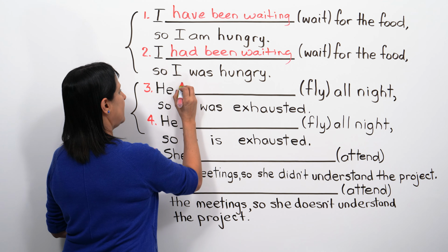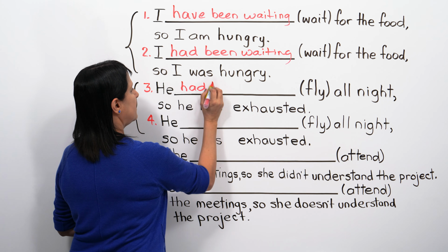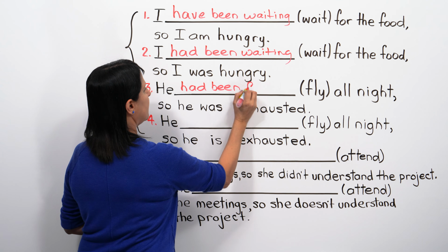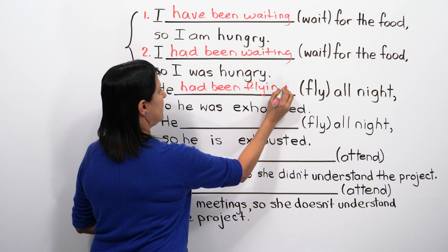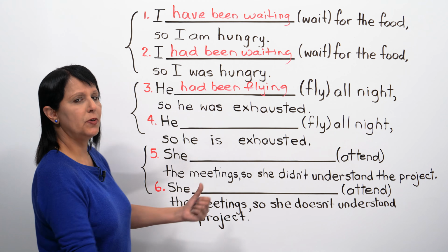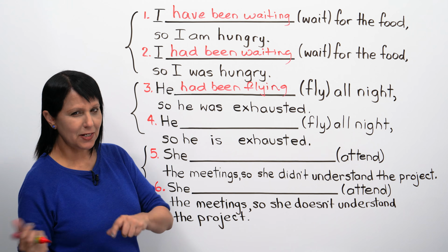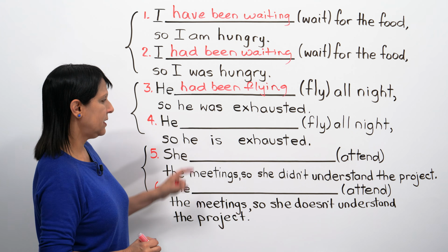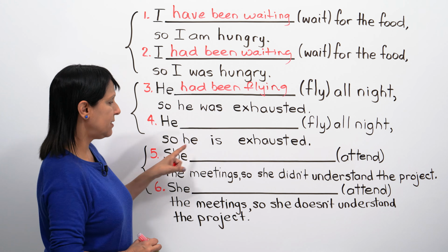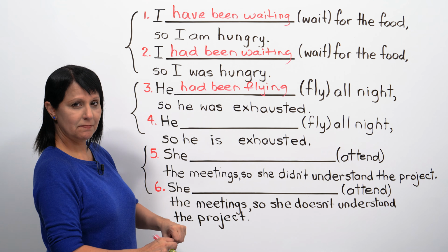He had been flying all night, so he was exhausted. Maybe yesterday, maybe last week, whenever. But this one, he flying all night, so he is exhausted.